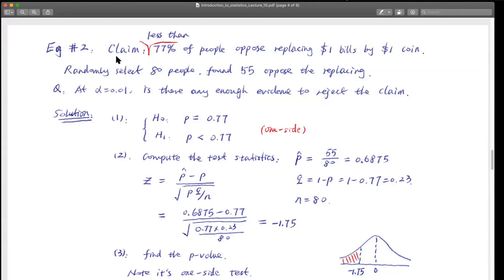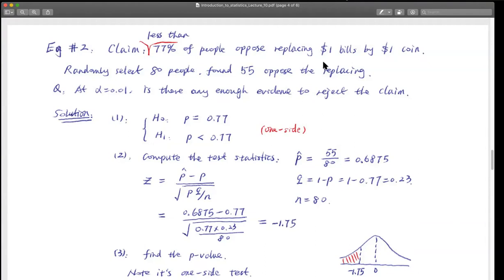Okay, so to either support or disprove this claim, sample. Randomly select 80 people, we find out 55 people don't like this idea, right? So at alpha equal to 1%, so the confidence is 99%. Is there enough evidence to reject the claim? Is that claim true or false? So everybody, H0 always has equal. Proportion equal to 77%? Because that's the one we are trying to compare, right?